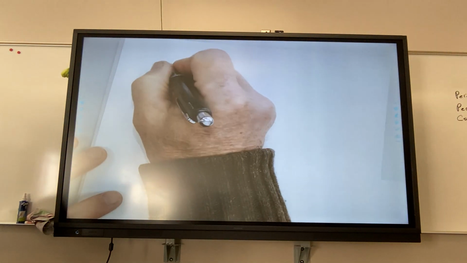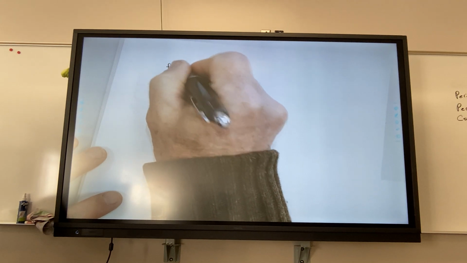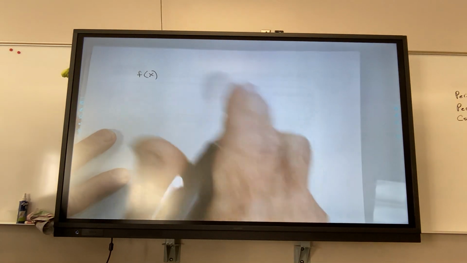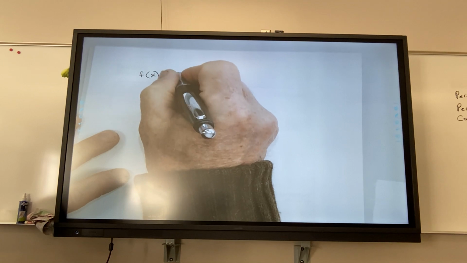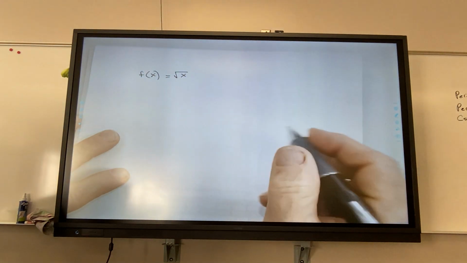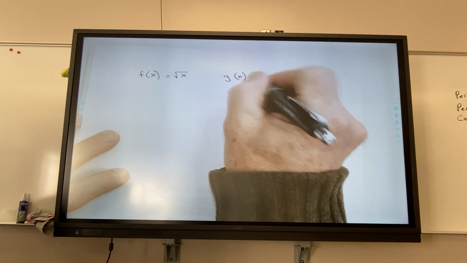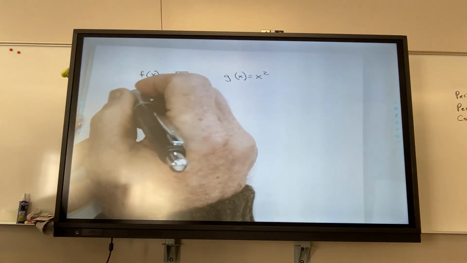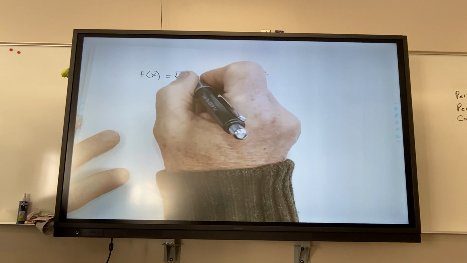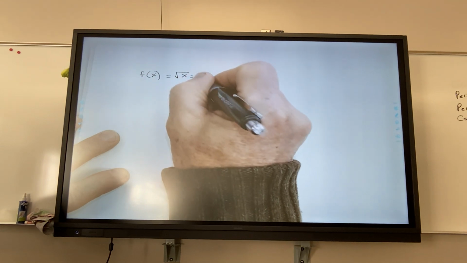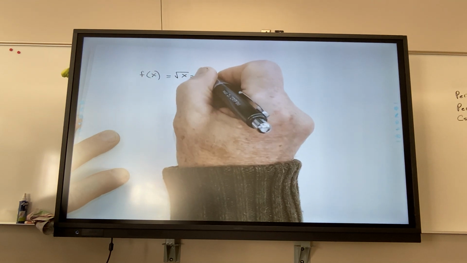Going to create two functions. I'm going to call one f of x, and it's going to be the square root of x. And I'm going to have g of x, and it's going to be x squared. So that means f of x is the same as x to the 1/2 power, okay?